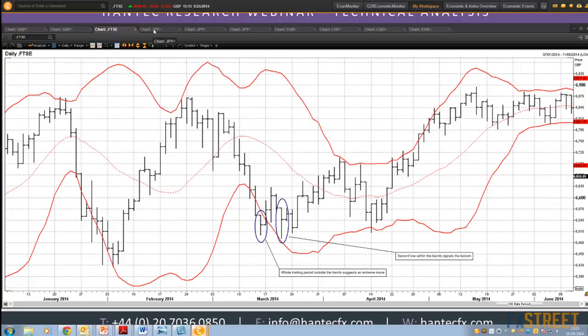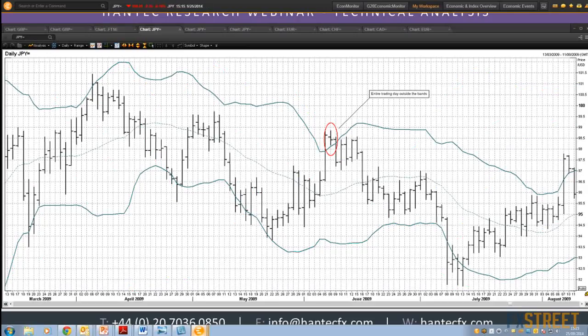Okay, so on the other way, on the downside, this is dollar yen from quite a long time ago, June 2009. But still, you've got the bands relatively wide apart. As I said, there's no real trend going on through this chart, so you can effectively use that entire trading period outside the band as your reversal signal. And again, once more, it works very successfully.